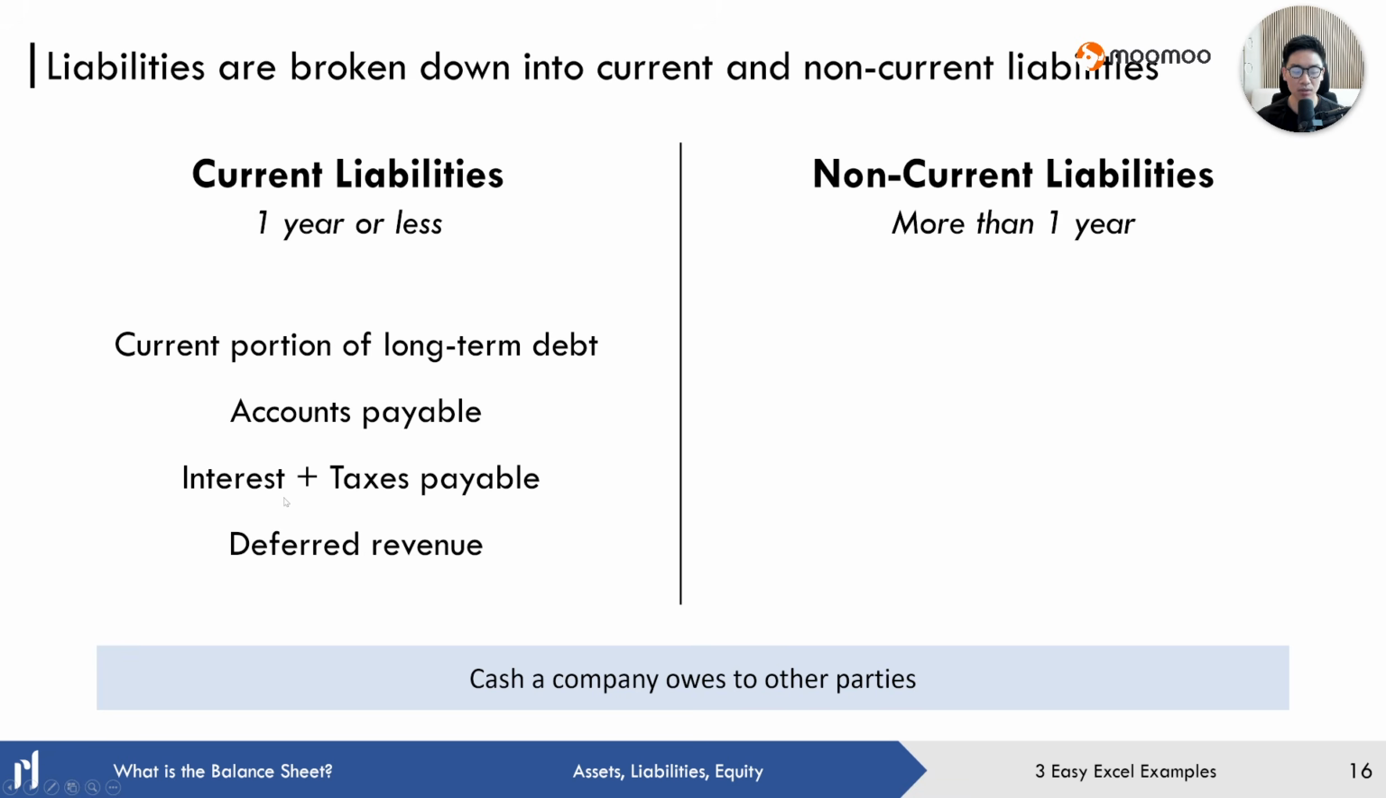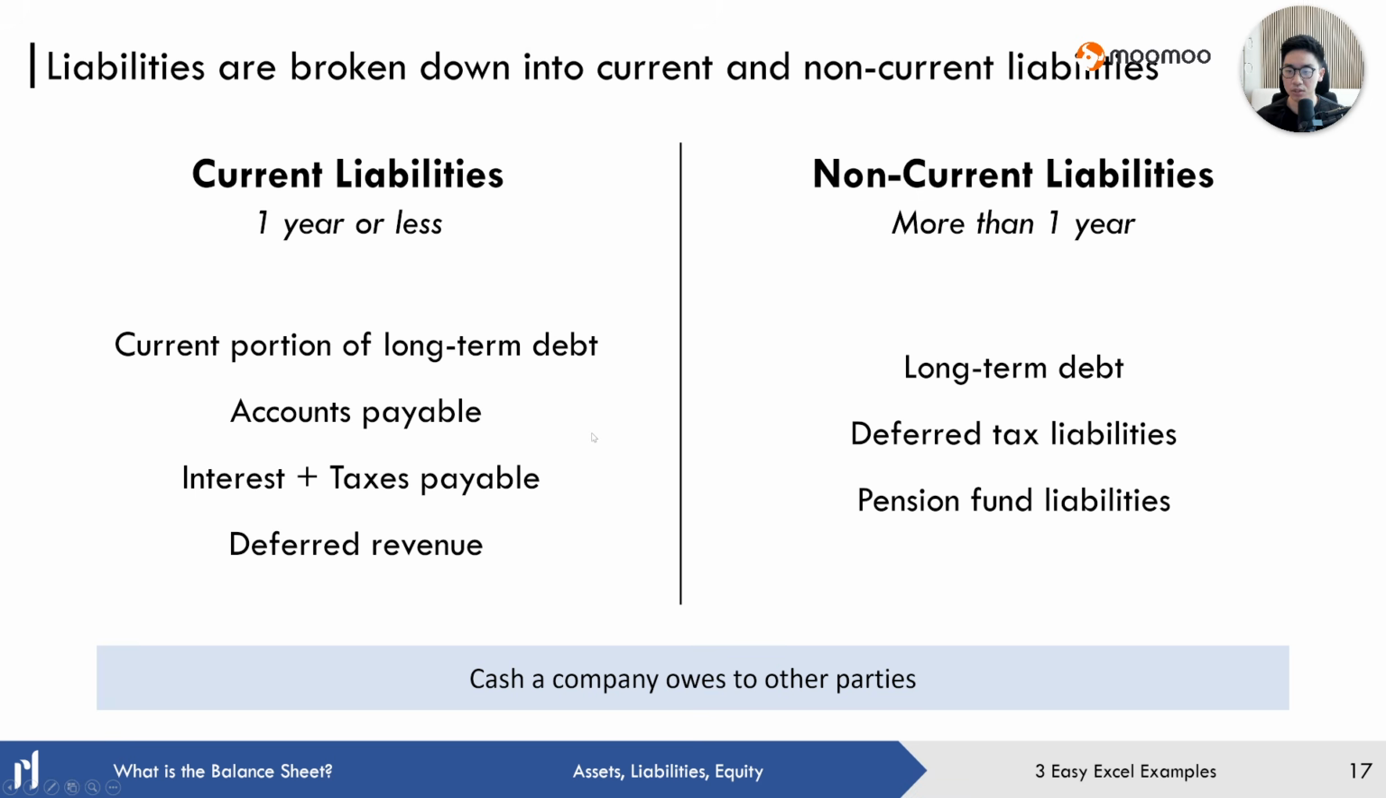So interest refers to loans, and taxes I think are pretty self-explanatory, but these are amounts that you need to pay that you haven't yet. And then there's something called deferred revenue, a little bit more complicated, which I won't go into, but feel free to Google that. And then in non-current liabilities, there's long-term debt, deferred tax liabilities, pension fund liabilities.